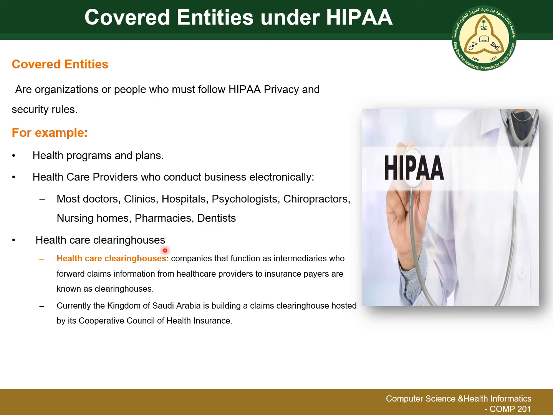Also, the healthcare clearinghouses. They are companies that function as intermediaries between the healthcare provider and the insurance companies. These companies process the claims information forwarded by the healthcare provider and translate it to the insurance payers to pay the cost of the healthcare of the patient. We call these companies clearing houses. Currently, in the Kingdom of Saudi Arabia, they are building a claims clearing house hosted by the Council of Health Insurance.